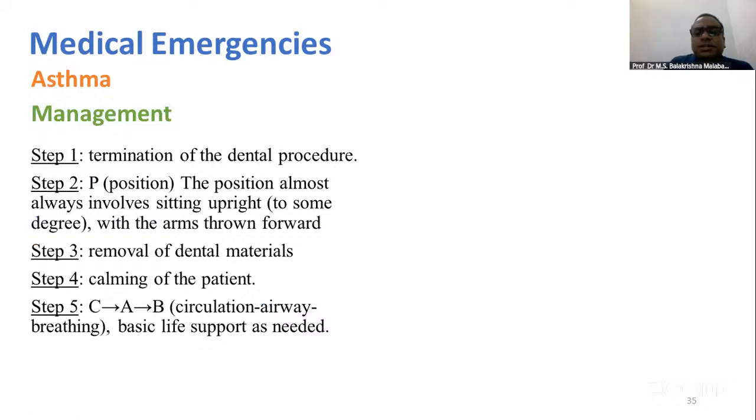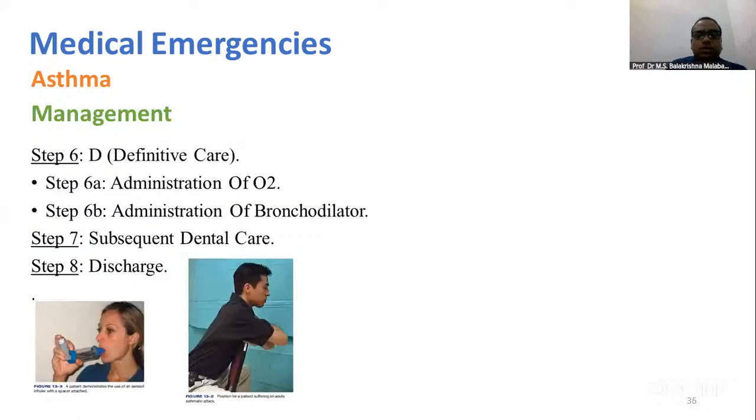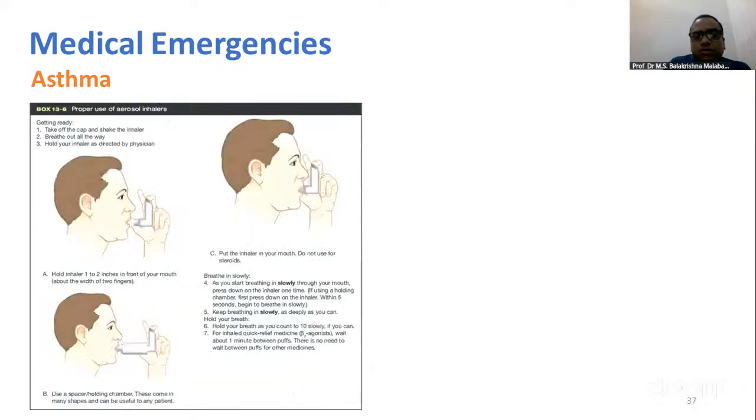So for an asthmatic patient, make the patient sit. The patient should not be lying down. When the patient is sitting, you can give oxygen and bronchodilators. So this is how the patient should do the inhaling, right?